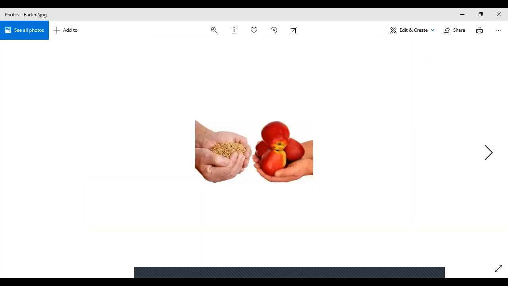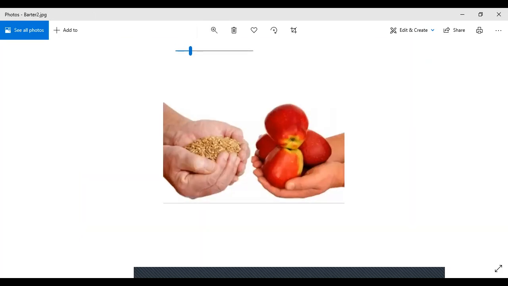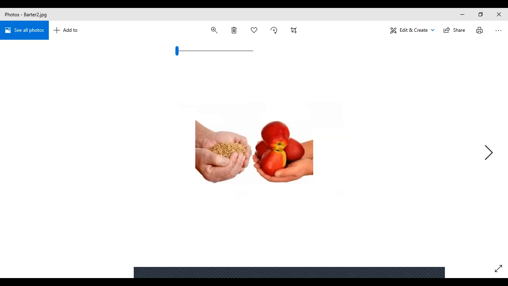Okay, look at this one. See over here, there is this person who is giving four apples to the next person in order to get a handful of wheat, right? He may want wheat to make rotis for himself, right? Or it can be any other cereal. So he is giving four apples, and in return, the other is giving a handful of wheat to him. Got it? This is another example of barter system.